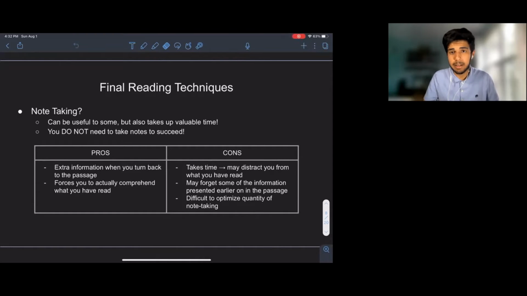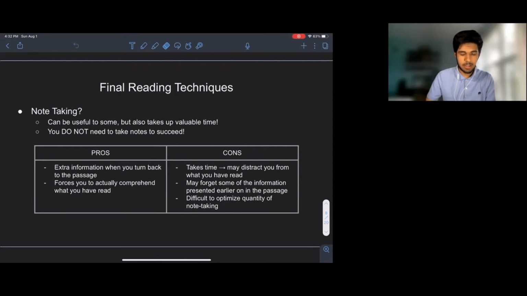Like I said, it can be useful to some, but it takes up valuable time, and it's critical that you understand that you do not need to take notes to succeed. While you might think that notes can be a benefit and not a liability at all, it's not needed for you to take notes to succeed. And so let's look into the pros and cons, and maybe that can help you understand whether or not you want to take notes while doing the reading section.